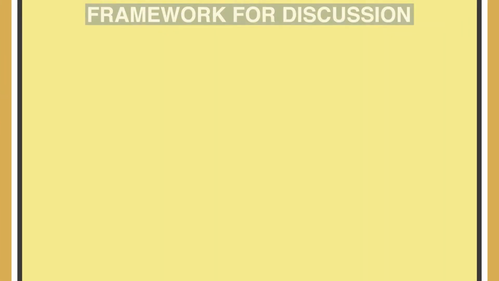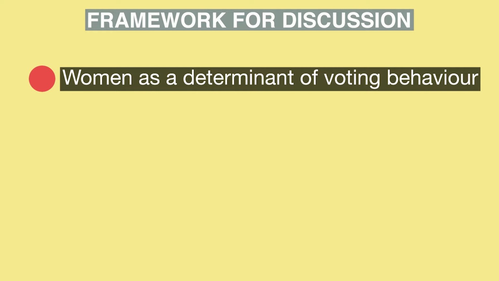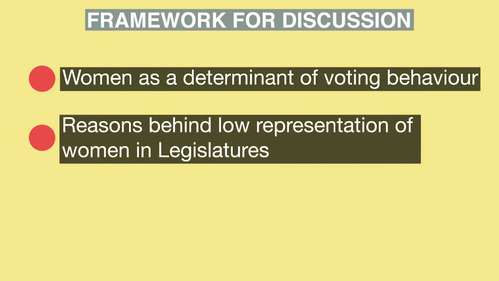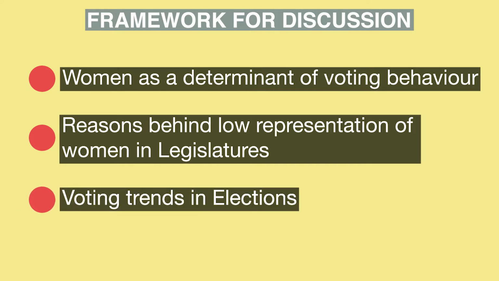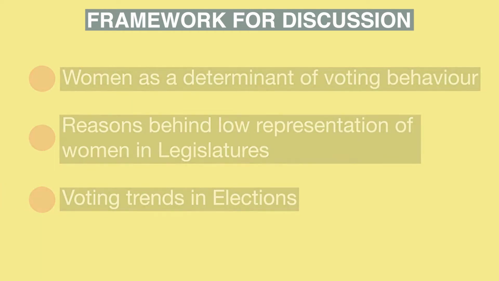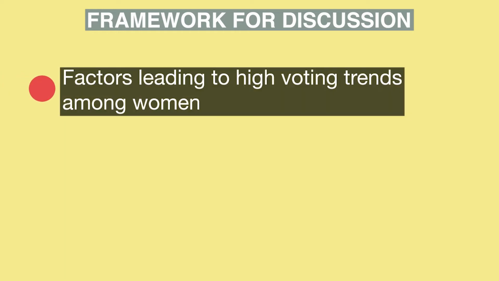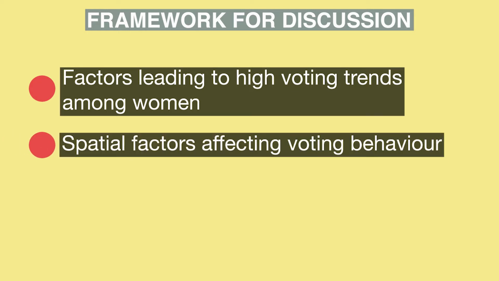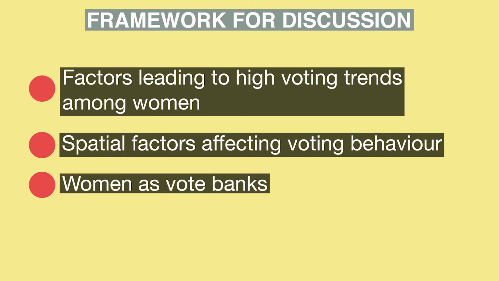To facilitate our understanding of the topic, I have divided the entire discussion into a number of segments. We would start off with women as a determinant of voting behavior. Next, we would focus on the reasons behind the low representation of women in national and state legislative bodies. Thirdly, we would focus on the voting trends in elections. Fourthly, we will focus on the factors leading to high voting trends among women. Next, we would take up an important area, that is spatial factors determining women voters. And finally, students, are women vote banks in India?